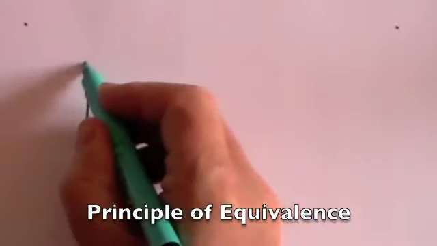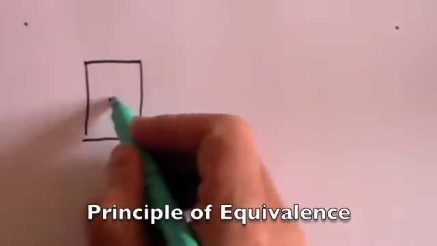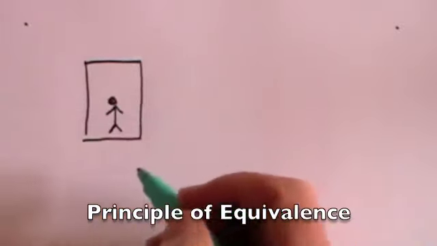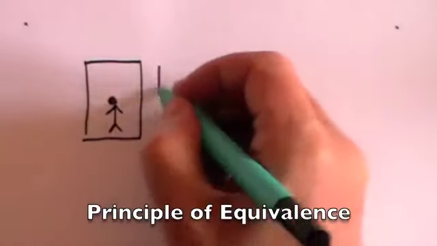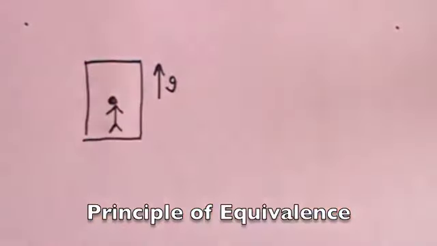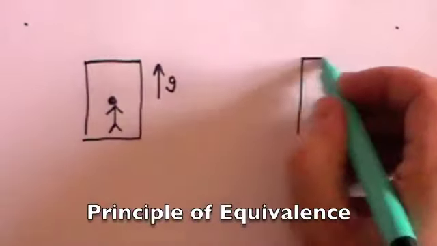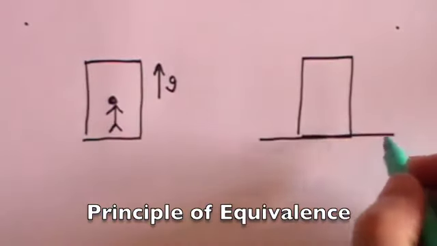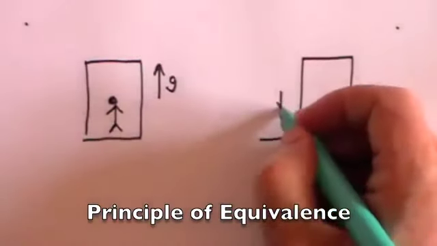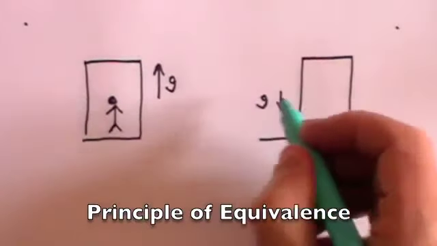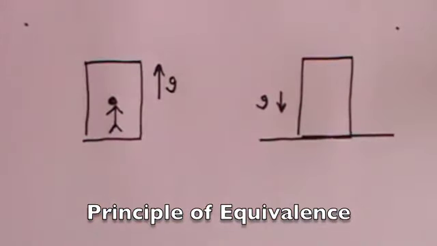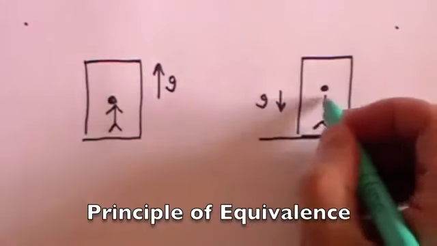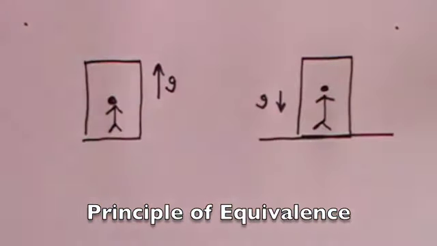The first is what is called the principle of equivalence, and what that says is that if you are in a box with no windows, then you cannot tell the difference between being in outer space and accelerating with an acceleration g, or being in the same box on the surface of the Earth, stationary, but subject to the gravitational force, which carries an acceleration g. There is no experiment that you can do that will distinguish between those two situations.